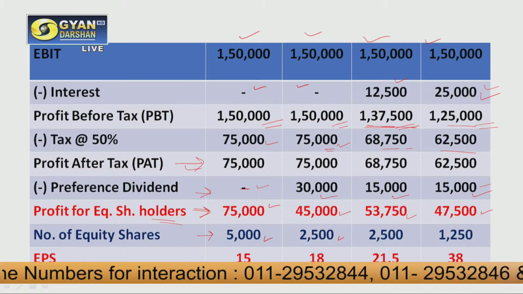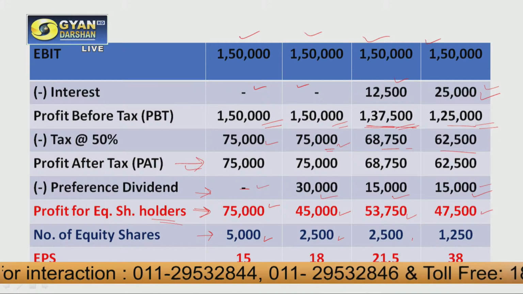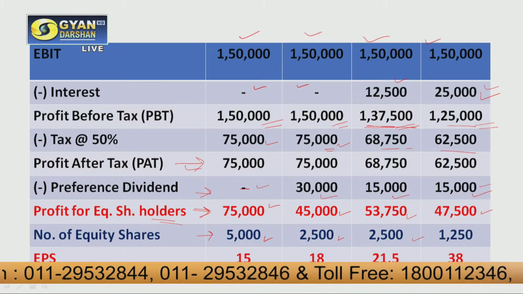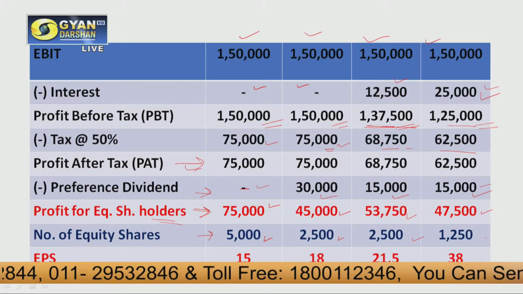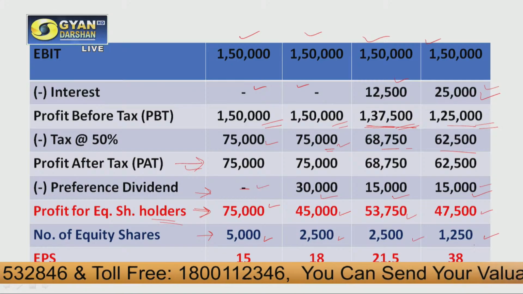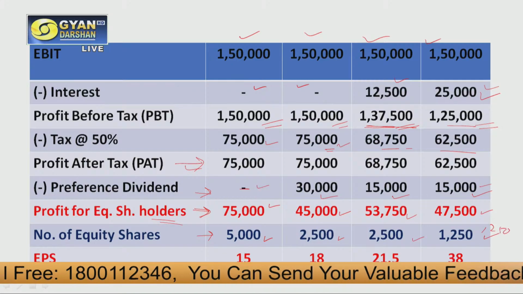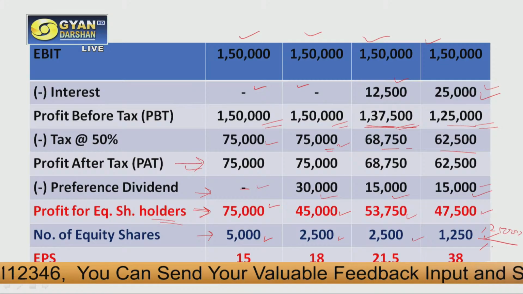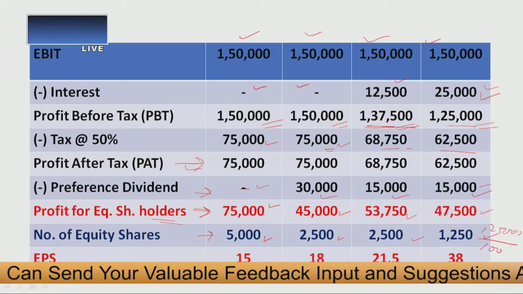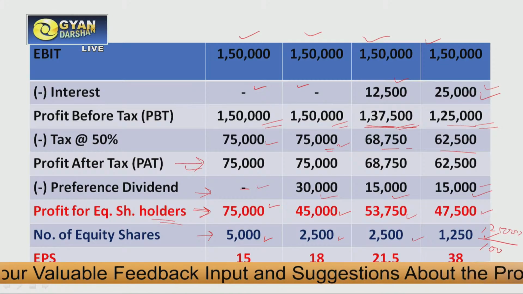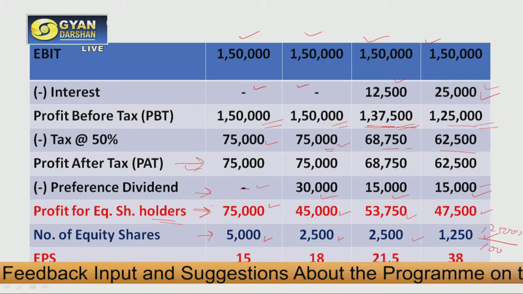In case 2, it is 2,500. In case 3, again, it is 2,500 because 50% amount is raised through equity share capital. And in case 4, it is 1,250 because 1,25,000 was raised through equity, divided by 100 because each share's cost is rupees 100. So this way we can calculate number of shares.